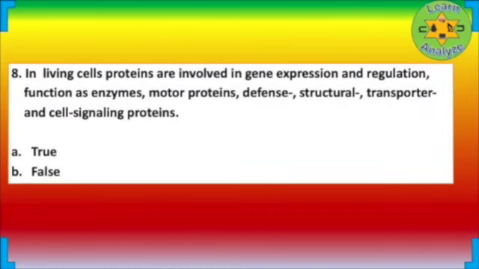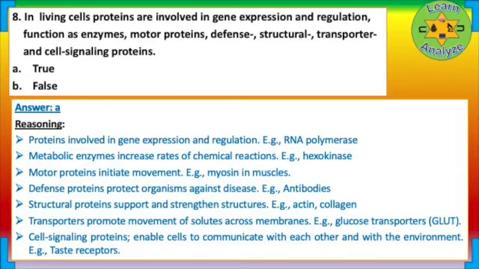Question number 8. In living cells, proteins are involved in gene expression and regulation, function as enzymes, motor proteins, defense, structural, transporter, and cell signaling proteins. Option A true, option B false. The answer is A because proteins are involved in gene expression and regulation. Examples: RNA polymerase. Metabolic enzymes increase rates of chemical reactions.